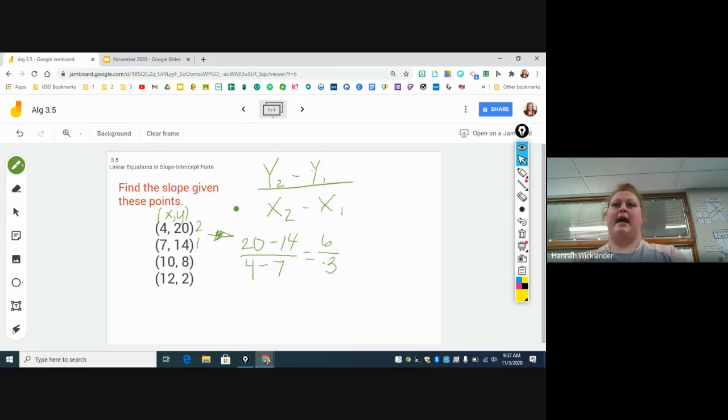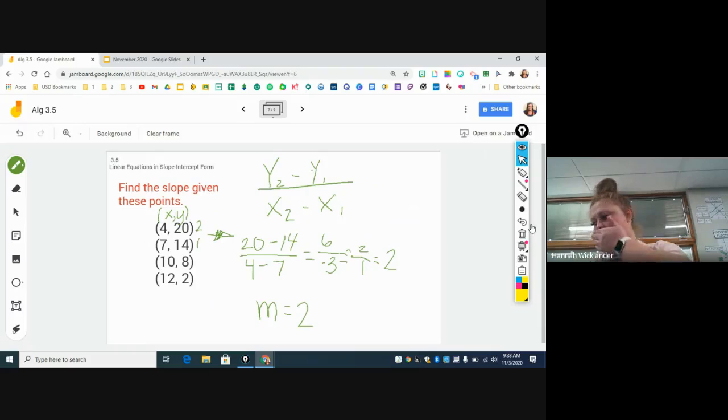Okay, I can simplify it. You are correct. So I'm going to come over here and simplify it. I'm going to divide both of these by -3. So -3 divided by -3 gives me 1, and 6 divided by -3 gives me -2. So for this, given these points, my slope is -2.